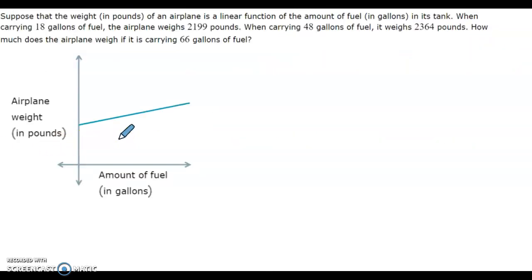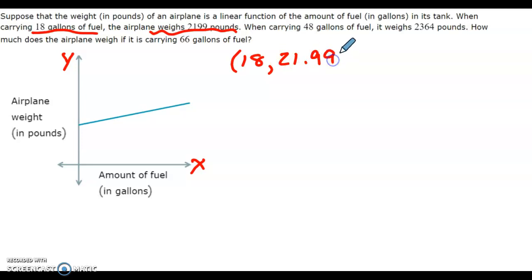This is the one where it's a little different, and they've got 2 points for you. We have to actually end up finding the slope. So let's talk about the 2 points that they're giving you. When carrying 18 gallons of fuel, the airplane weighs that many pounds. The only thing that this graph is good for is seeing what values are your x-axis and what values are your y-axis. So the gallons of fuel are your x value. So that 18 is going to be the x value of your first point, and the y value of that point is going to be the 21.99. Okay, so then you've got that 21.99 for the y value.